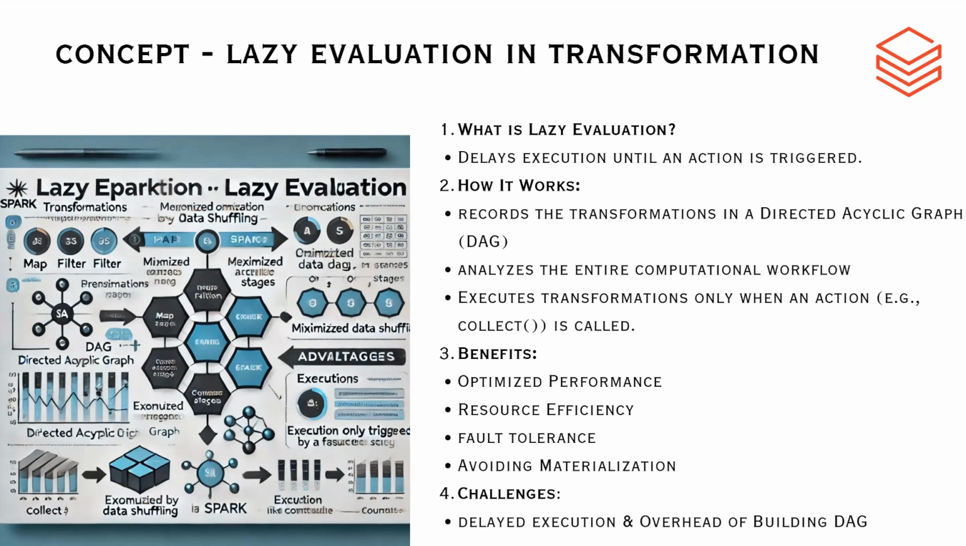data. For example, suppose you apply multiple transformations such as filtering or mapping to your data, then Spark will not execute these operations right away. Instead, it will just build a DAG to keep track of all the operations that are to be performed on your data. This allows Spark to analyze and optimize the sequence of transformations before the execution.